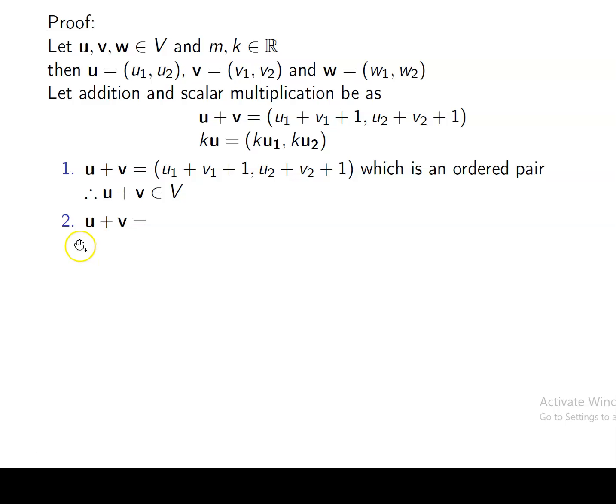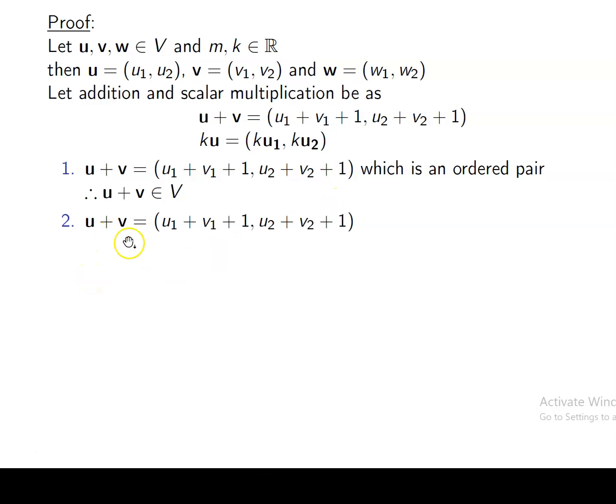2 is the commutative property, that if I add U plus V together, it's the same as V plus U. So I was mistaken briefly here, as I thought that that's what 1 was. So again, here I can't just write U plus V is V plus U. I'm done. It doesn't work that way. What is U plus V? U plus V is that thing. Okay, that's how I define addition. It's U1 plus V1 plus 1, U2 plus V2 plus 1. That's what that is.